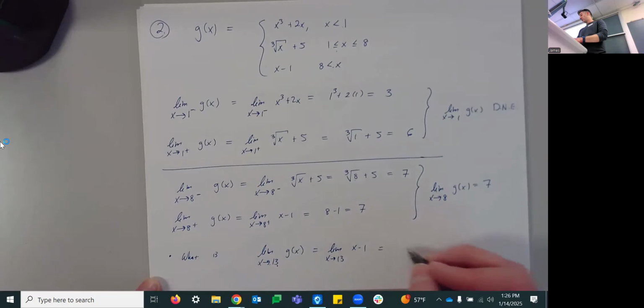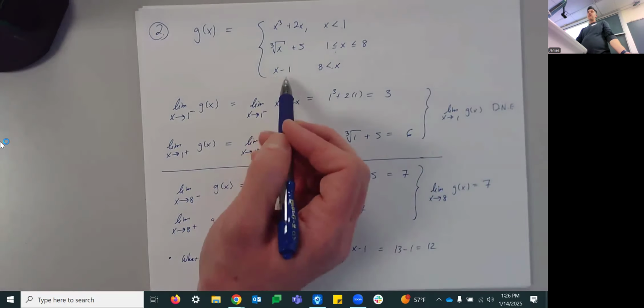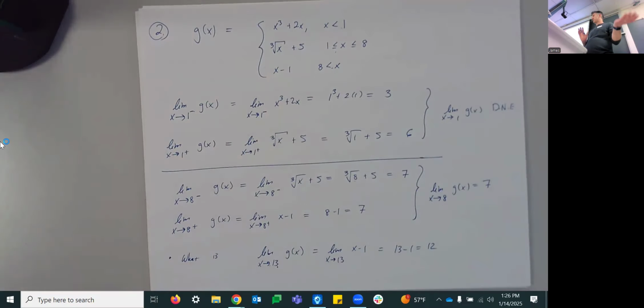We don't have to look at one-sided limits here, because both on the right side of 13 and on the left side of 13, the function is still equal to the piece x minus 1. So we can just use that piece for both sides without having to think about the one-sided limits.